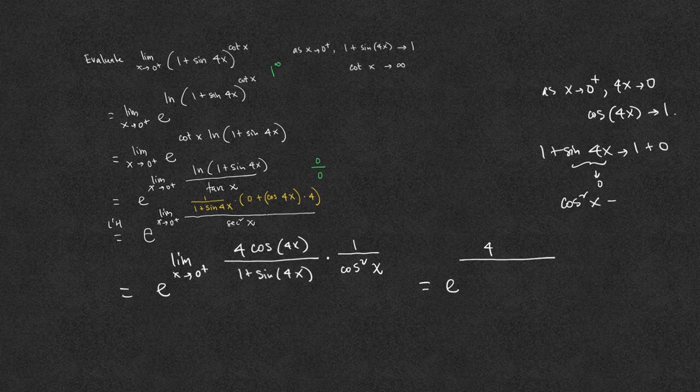Cosine squared of x goes to 1 as x goes to 0. In fact, cosine squared of x goes to 1 squared. And so in the denominator, we have 1 plus 0 times 1. So the answer is e to the 4th power. This is the answer to the given limit as x goes to 0 from the right-hand side of 1 plus sine of 4x raised to the cotangent of x.